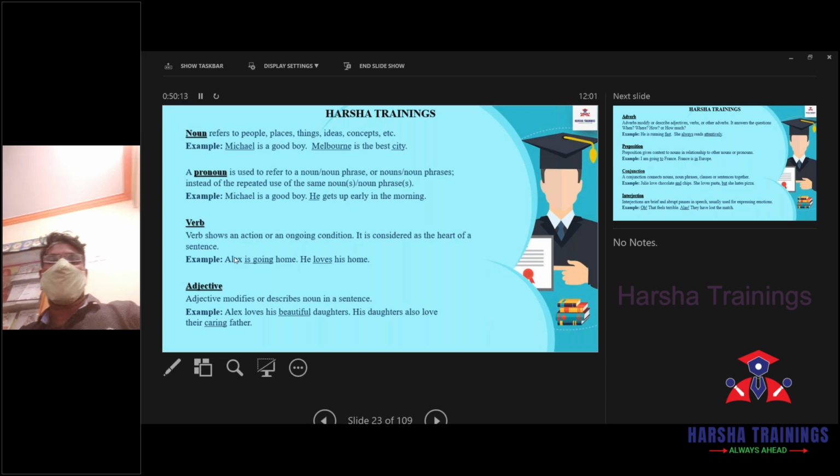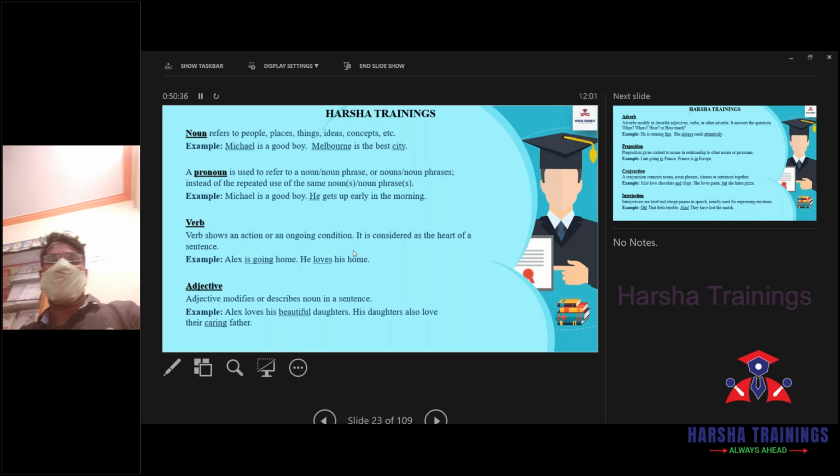It gives the action. So a verb is nothing but an action word, a word that has action. Play, write, read, go. All these are verbs. A verb shows an action or an ongoing condition. It is considered the heart of a sentence. Without a verb, there is no sentence.